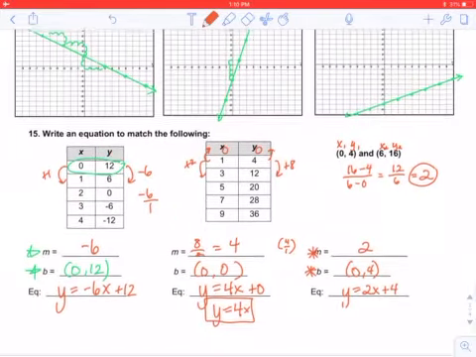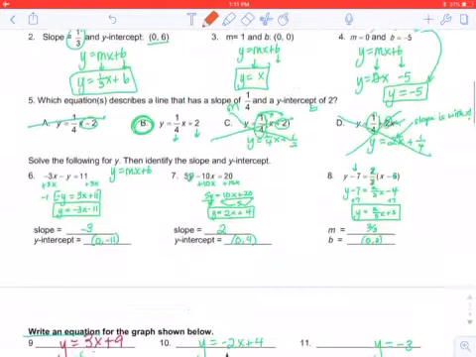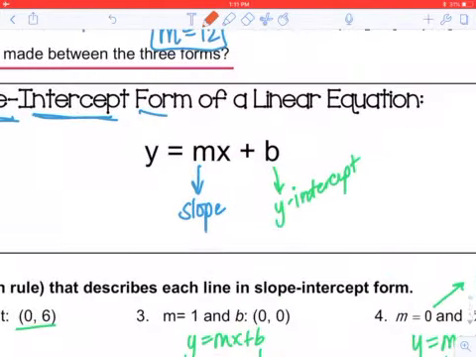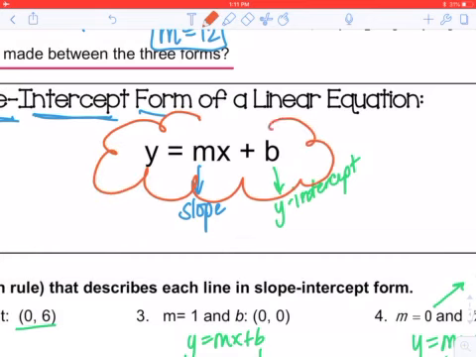Okay? So, slope-intercept form, y equals mx plus b, is a very important equation form for you to know. We're going to be using it probably all year. It's one of the basics of algebra. It's very important for you to know and memorize and understand.